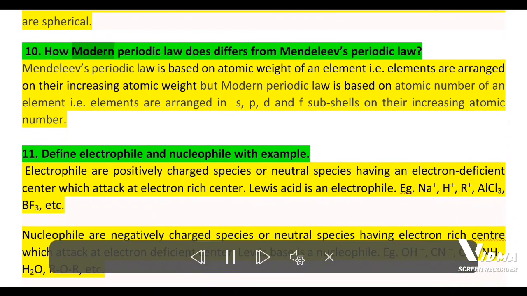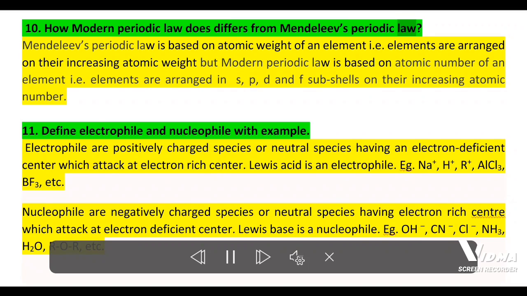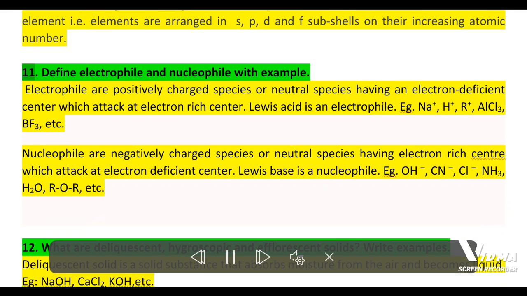10. How does modern periodic law differ from Mendeleev's periodic law? Mendeleev's periodic law is based on atomic weight of an element, i.e. elements are arranged on their increasing atomic weight, but modern periodic law is based on atomic number of an element, i.e. elements are arranged in s, p, d and f subshells on their increasing atomic number.